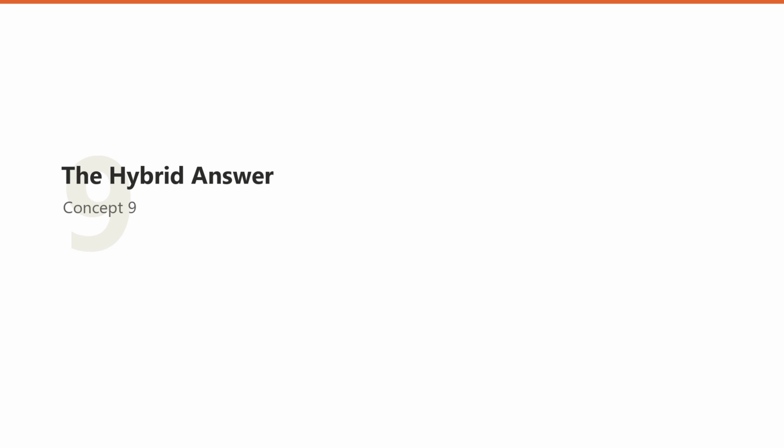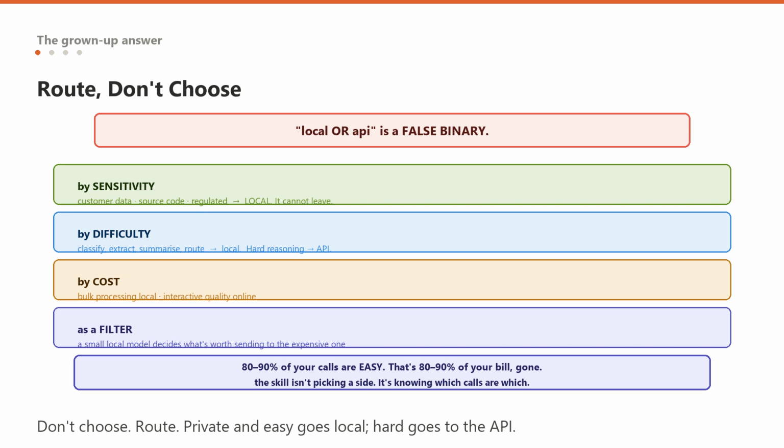Concept 9. The pattern most people should actually adopt. The framing of local versus API is a false binary, and the mature answer is that you use both and you route between them. Route by sensitivity. Anything containing customer data, source code, or anything regulated goes to the local model because it physically cannot leave the machine. Everything else can go to the API. That single rule solves the privacy problem without giving up quality where privacy does not apply.